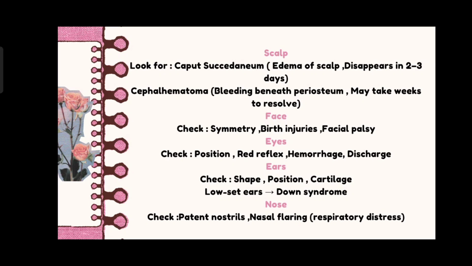And if the ears are low set, the baby may be having Down syndrome. Then coming to the nose, we have to check whether the nostrils are patent and whether nasal flaring is present or not. If nasal flaring is present, the baby is having a respiratory disease.